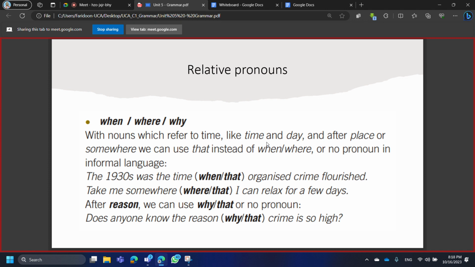But you also have a third way. The third way says that you can just use no pronoun. But be very careful, guys. Using no pronoun is very informal. Okay, so if you want to do that, of course, be my guest.